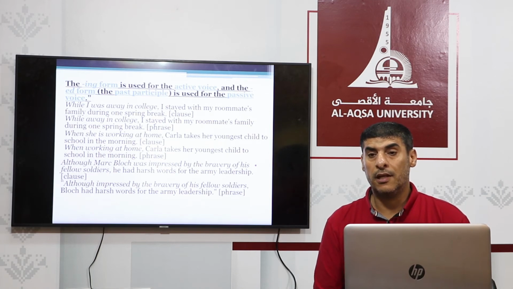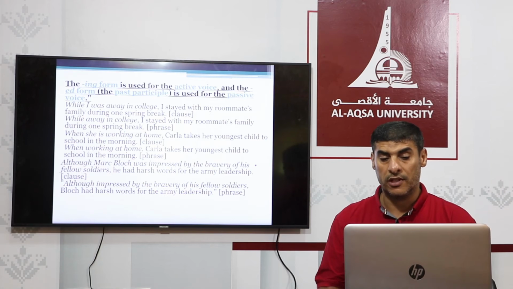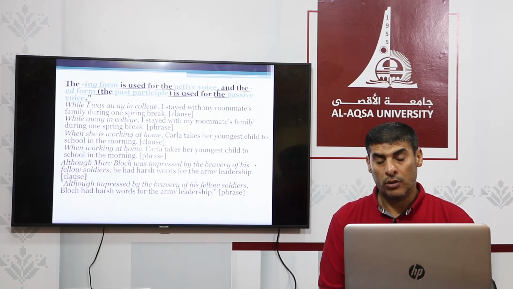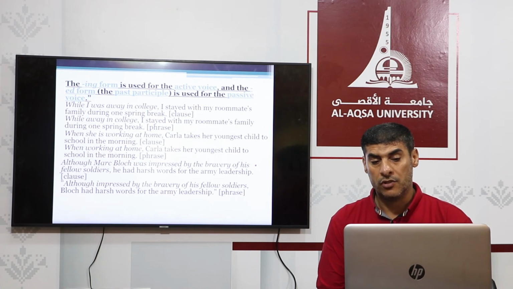Another example. If that car is repainted, it will cost more and more. So we say, if repainted, the car will cost more and more, and so on. So this is a passive construction. Let's read the example here. While I was away in college, I stayed with my roommate's family during one spring break. This is a clause. While away in college, I stayed with my roommate's family, etc.